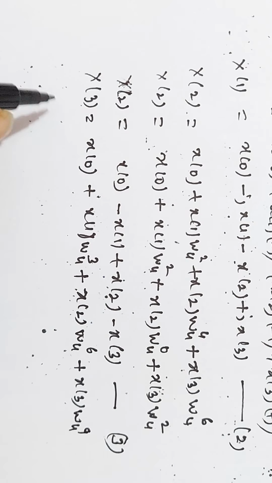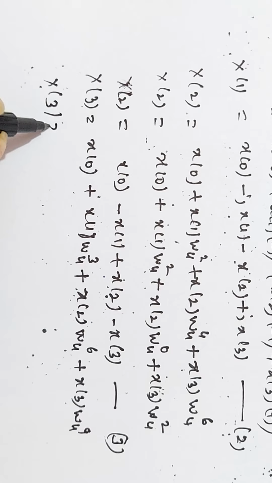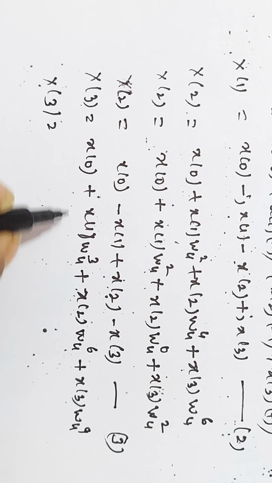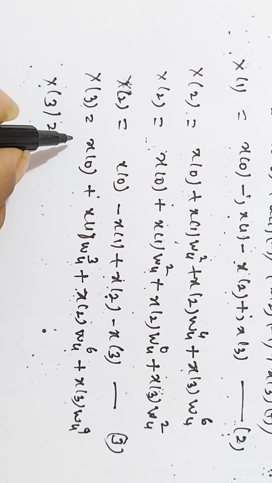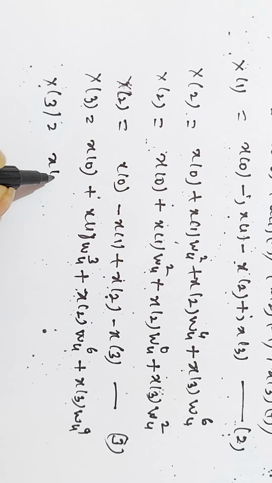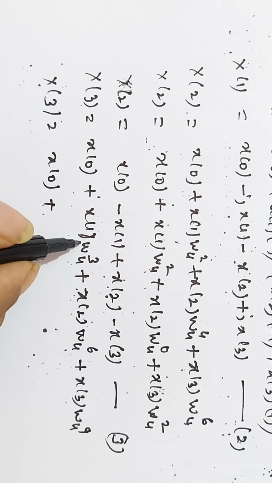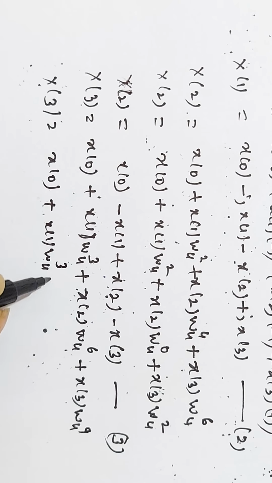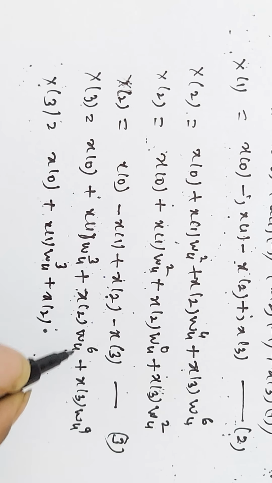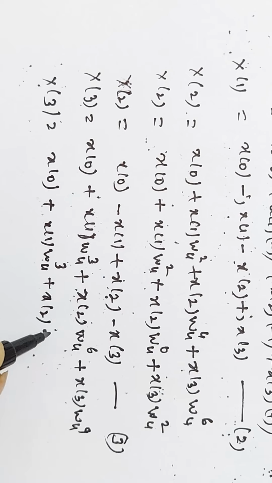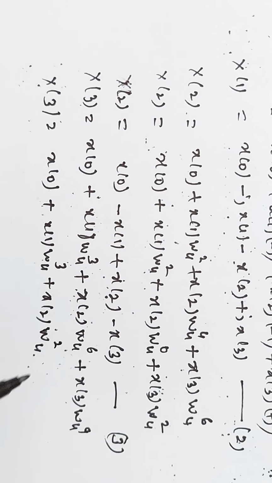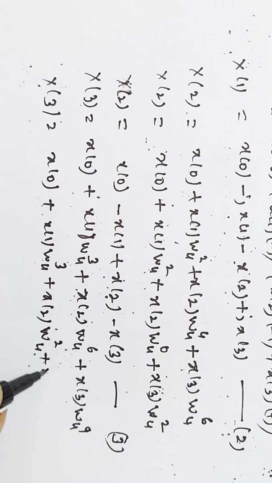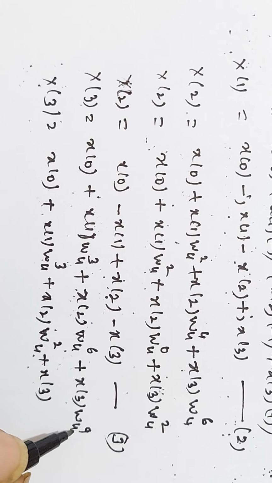Again, X of 3 is equal to, since W4 are periodic functions, you can simplify this as follows: x of 0 plus x of 1, W43, plus x of 2. What is the 6th sample? 6 minus 4 is 2. It is also equal to the second sample. Plus x of 3. What is the 9th sample?